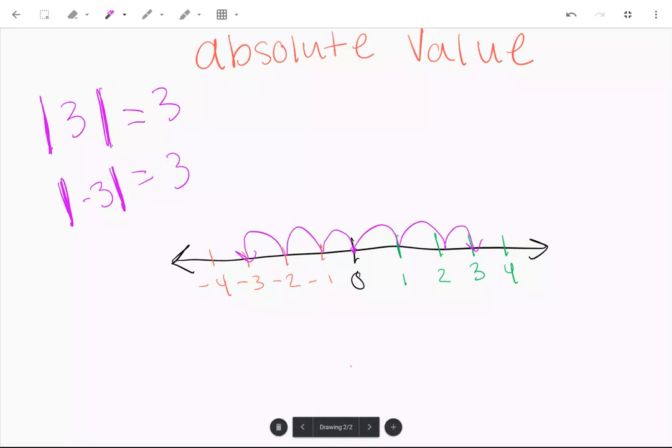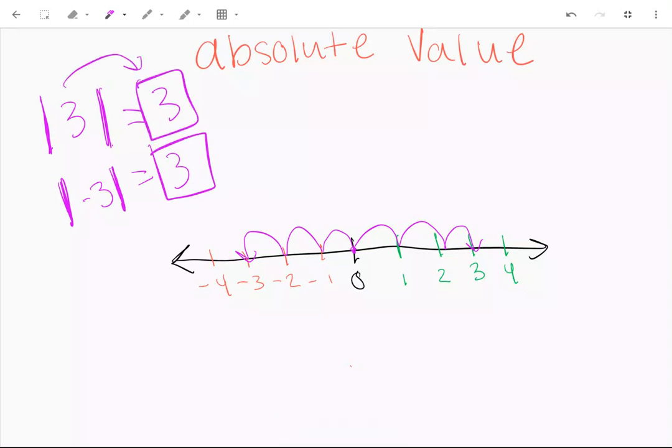Okay, so if you notice the absolute value, you always have a positive number. Okay, so whatever number is inside the bar, it's going to be the same number that's outside of the bar, but it's just going to be positive. Okay, because when we're talking about the distance or how many spaces, there is no positive or negative.